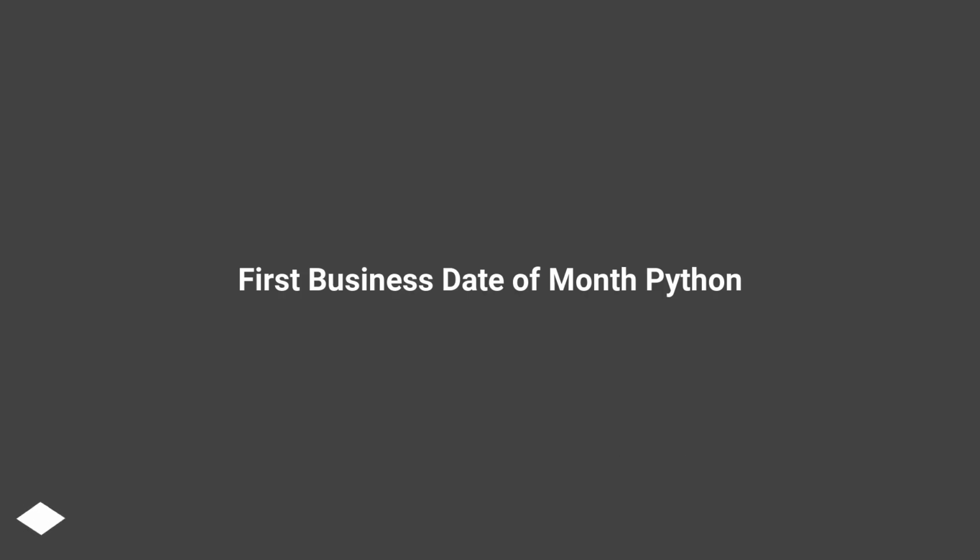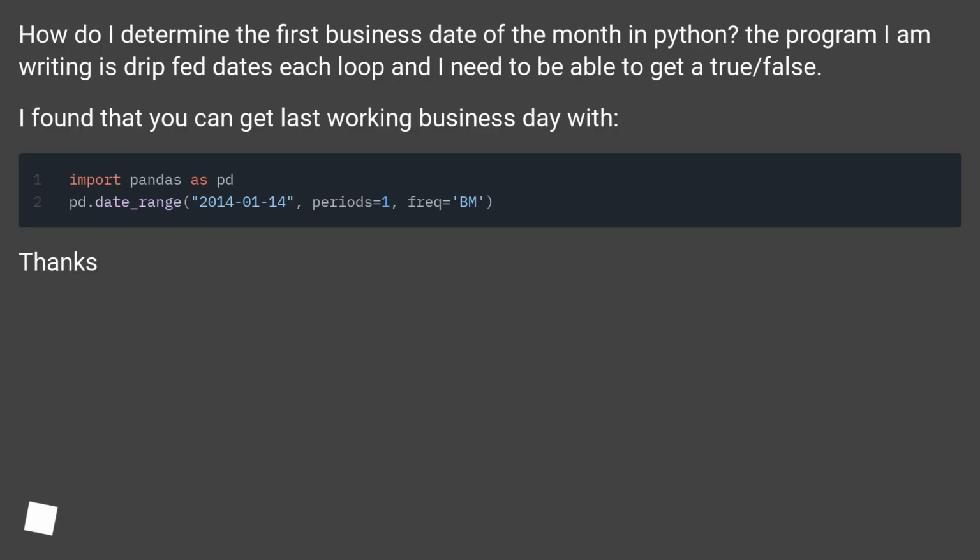First business date of month Python. How do I determine the first business date of the month in Python? The program I am writing is drip-fed dates each loop, and I need to be able to get a true/false. I found that you can get last working business day with.